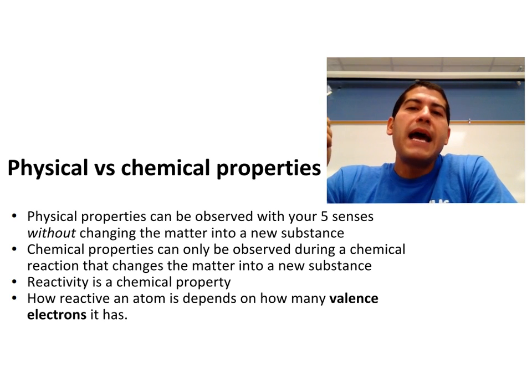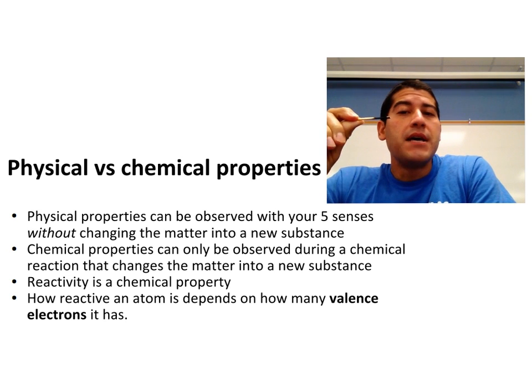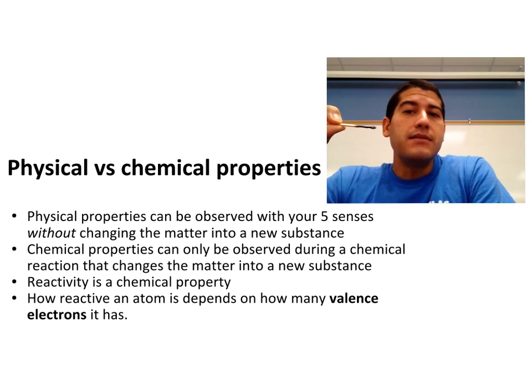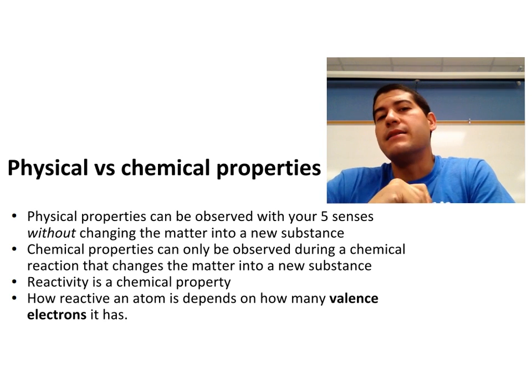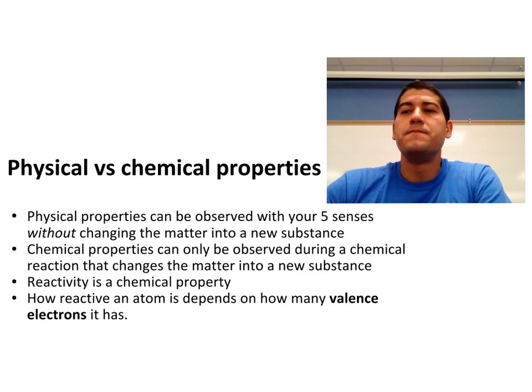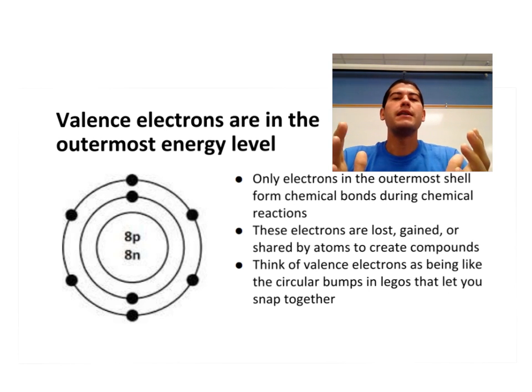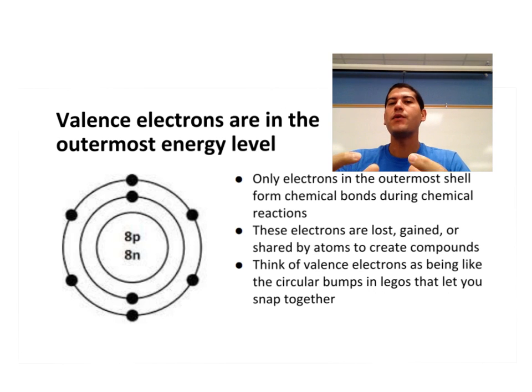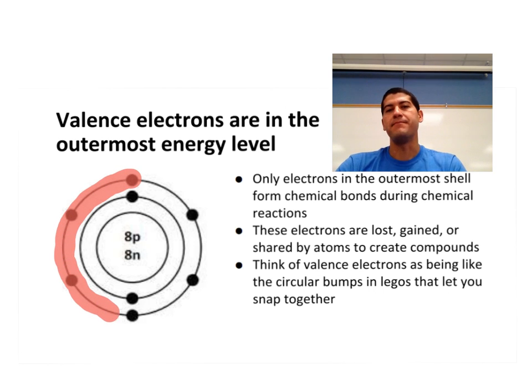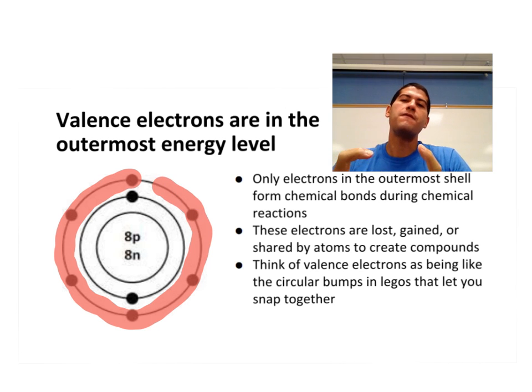Now, how reactive a substance is depends on the atoms that it's made out of, and how reactive an atom is depends on how many valence electrons it has. So what is a valence electron? It's simple. Valence electrons are the electrons located in the outermost energy level of an atom. They are the ones that are furthest away from the nucleus of the atom.